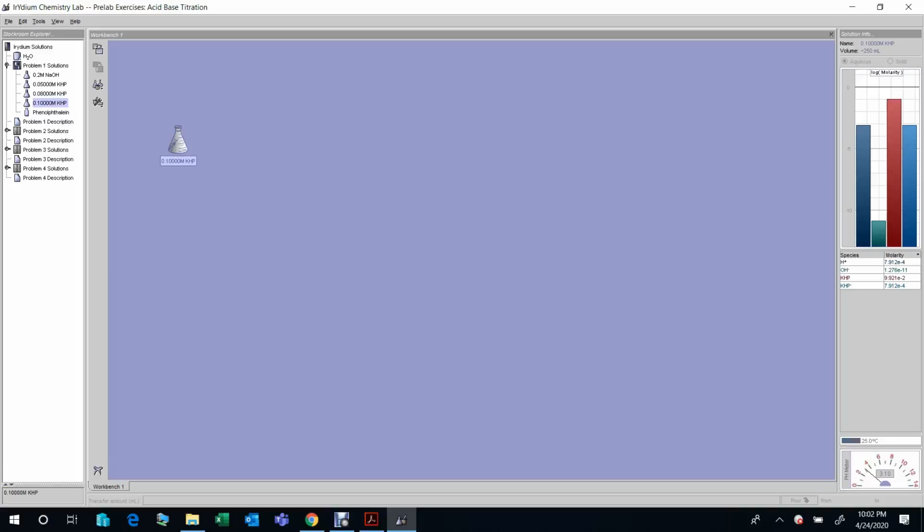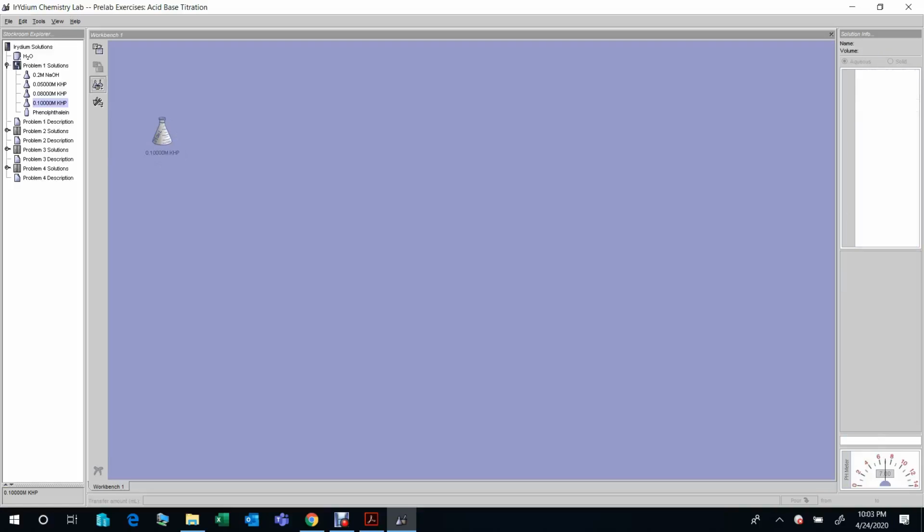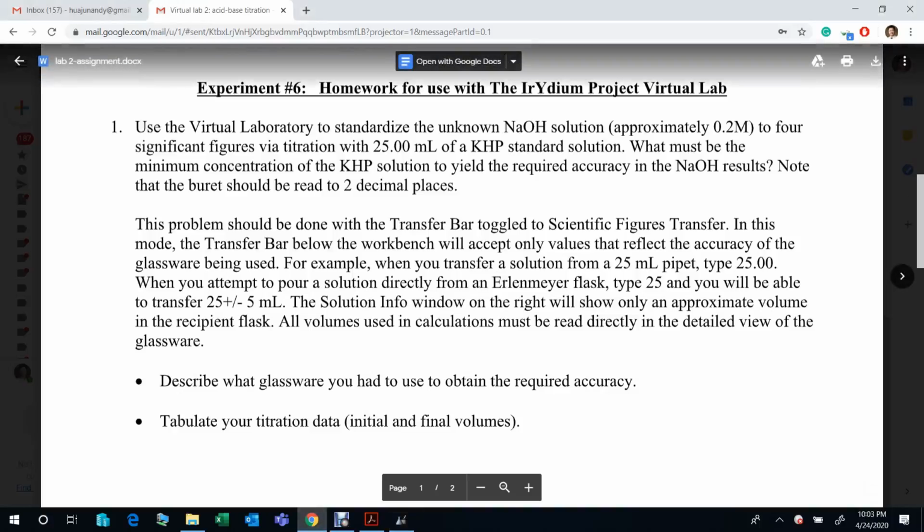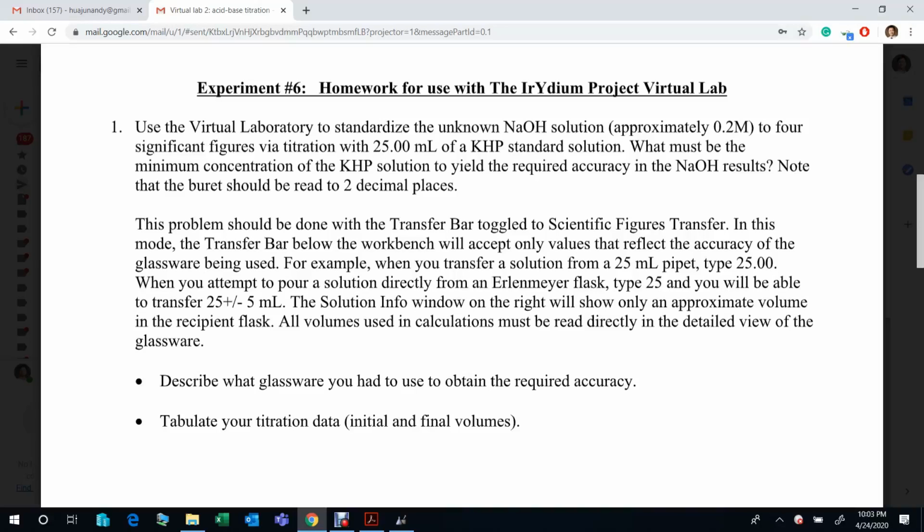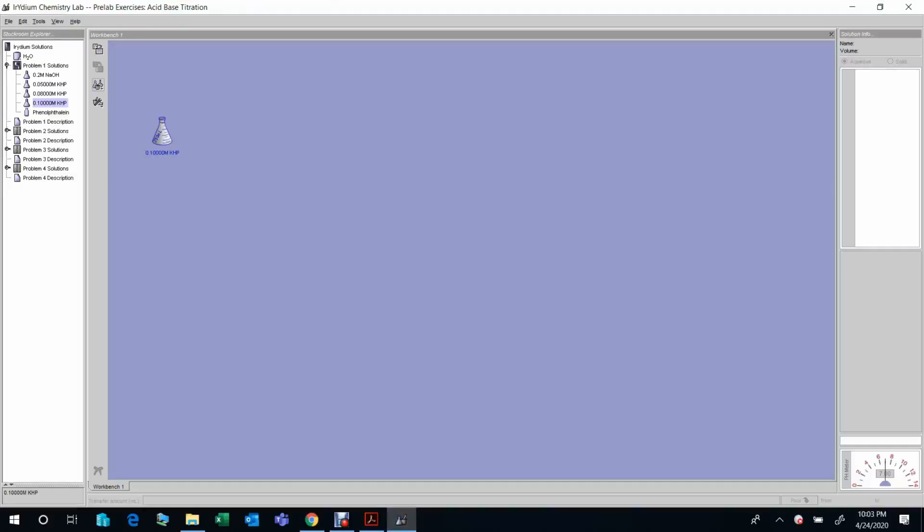And then we want to get a solution ready. Okay, so the first thing we need to find, as you can see from this procedure, right? We want to do the titration with 25 milliliter of solution. So here, this Erlenmeyer flask has 250 milliliter solution, and then we need to do some transfer. And normally for titration, we use an Erlenmeyer flask. Okay, this is an empty one.